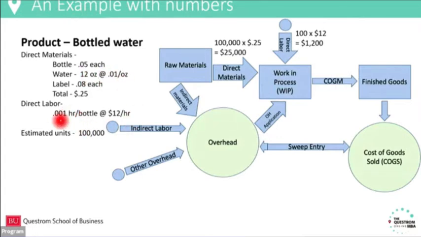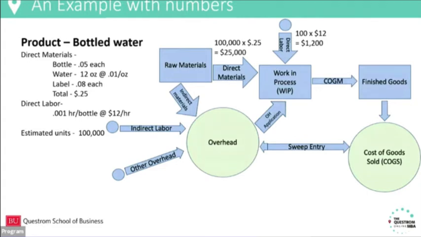Then there's direct labor that is 0.001 hours of labor per bottle at $12 per hour. And we project that this year we will sell 100,000 units. That 100,000 units matters because we're going to need to do the allocation that we were talking about. And so we get into the year and we start making bottles.